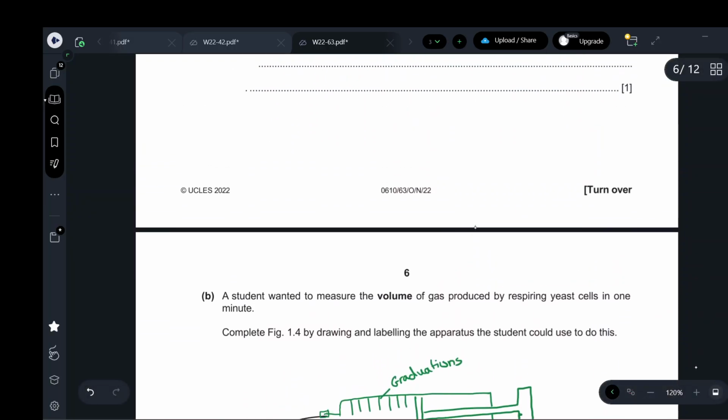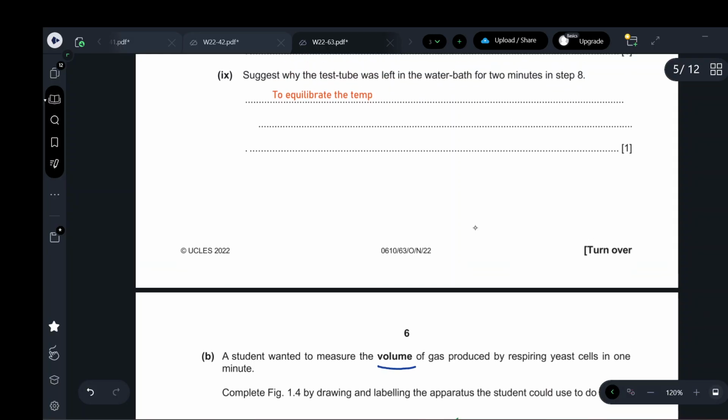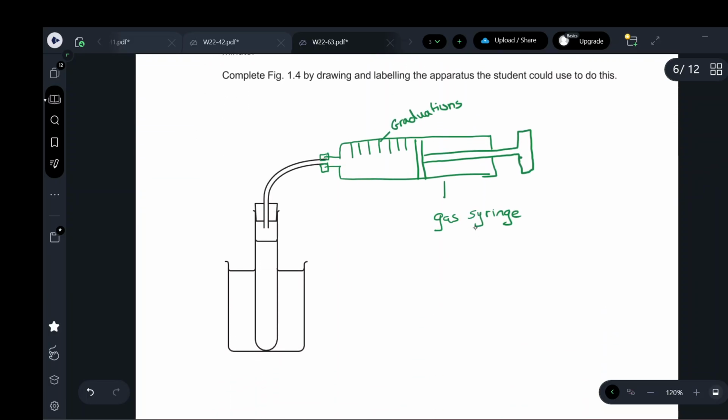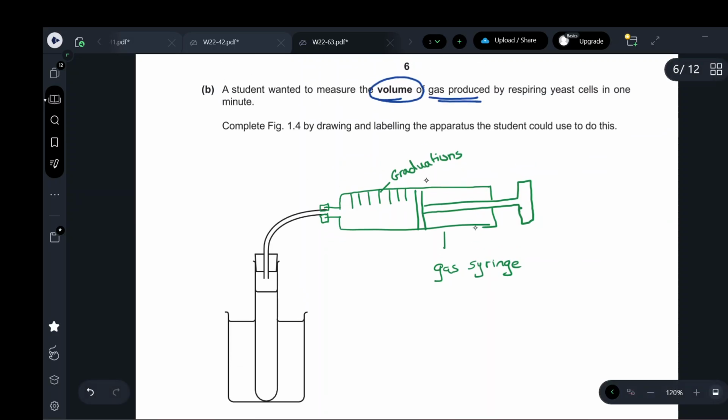Okay. A student wanted to measure the volume of gas instead of counting the number of bubbles. Draw and label the apparatus. Volume of gas is done using the gas syringe. So you will draw a syringe with graduation, and this is the plunger, and the gas will be inside the syringe. Okay?